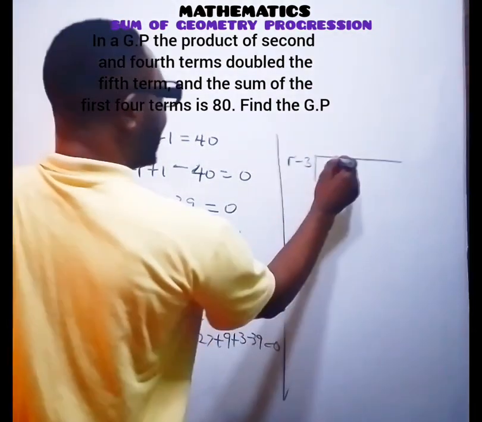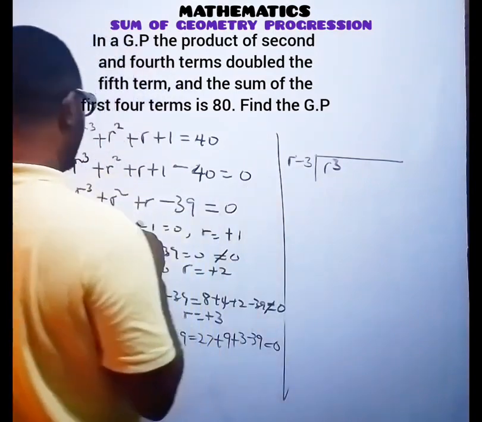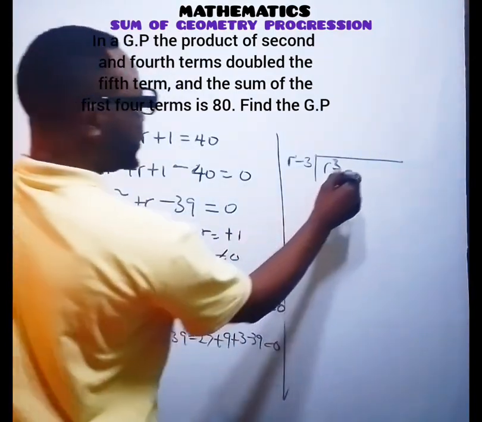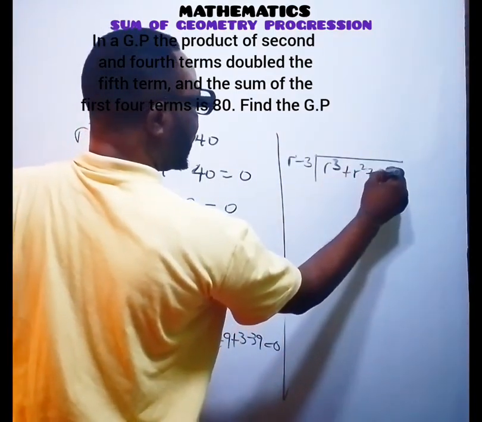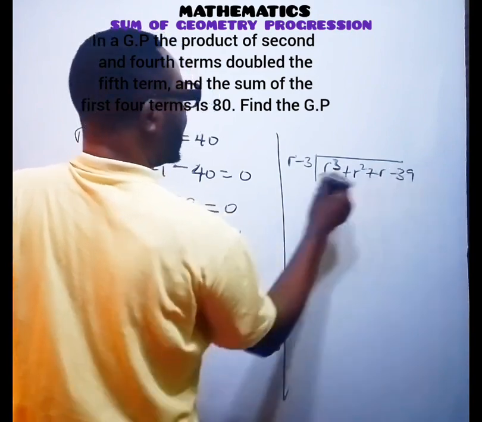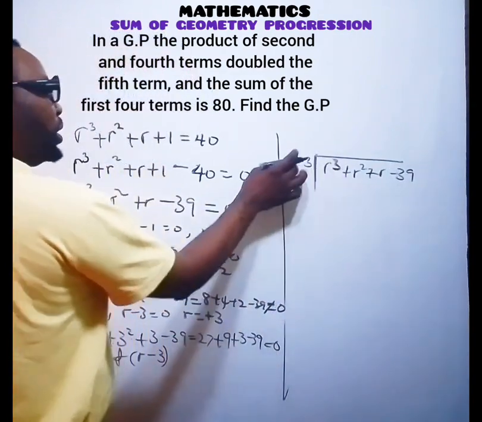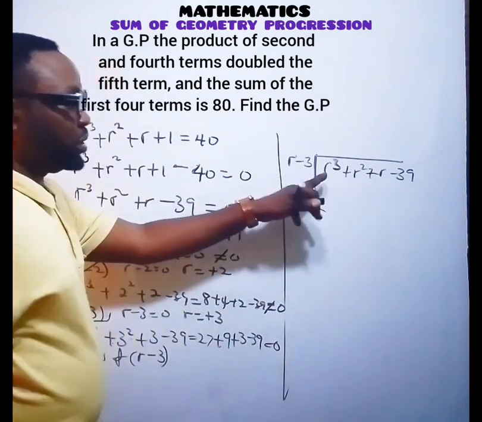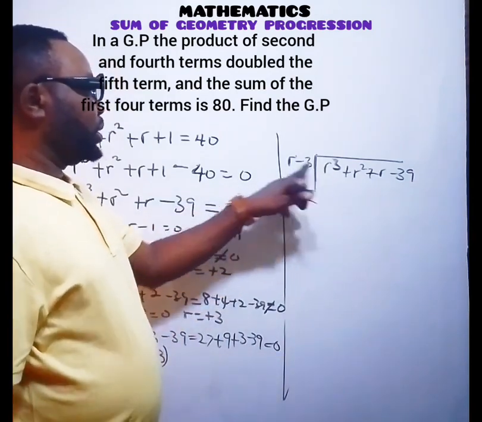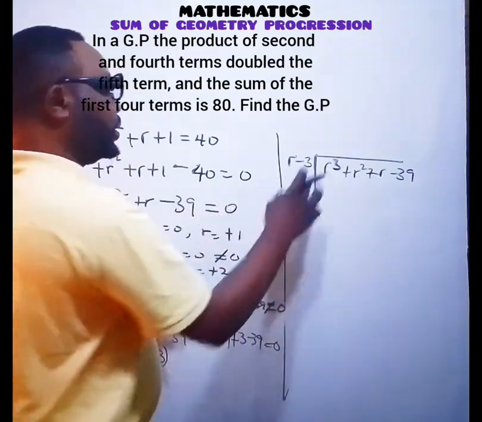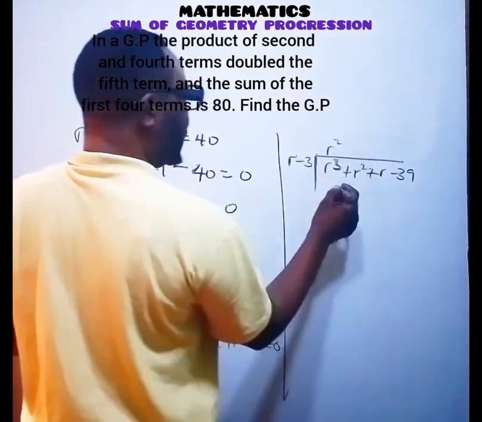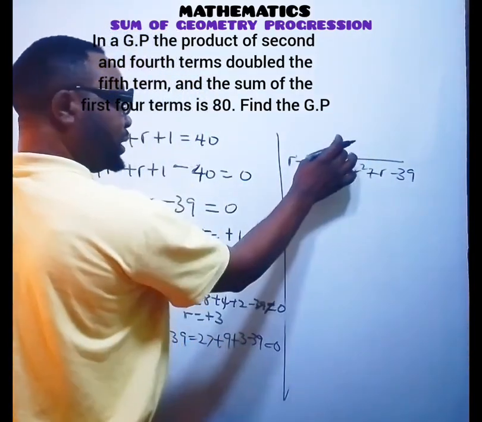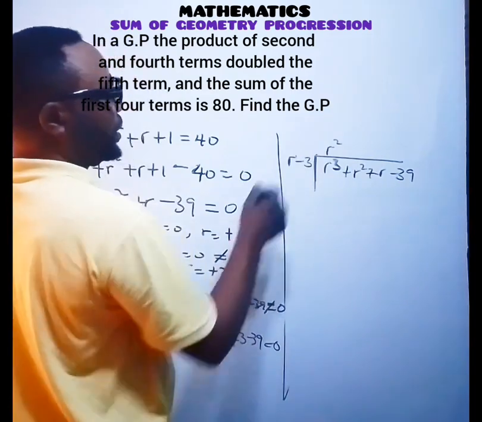Now we're having r cubed plus r squared plus r squared plus r minus 39. So we now start with the division. r cubed divided by r. We are going to use the first expression here to divide every value here. r cubed divided by r, that will be r squared. Now you use this value you get here to multiply everything here.